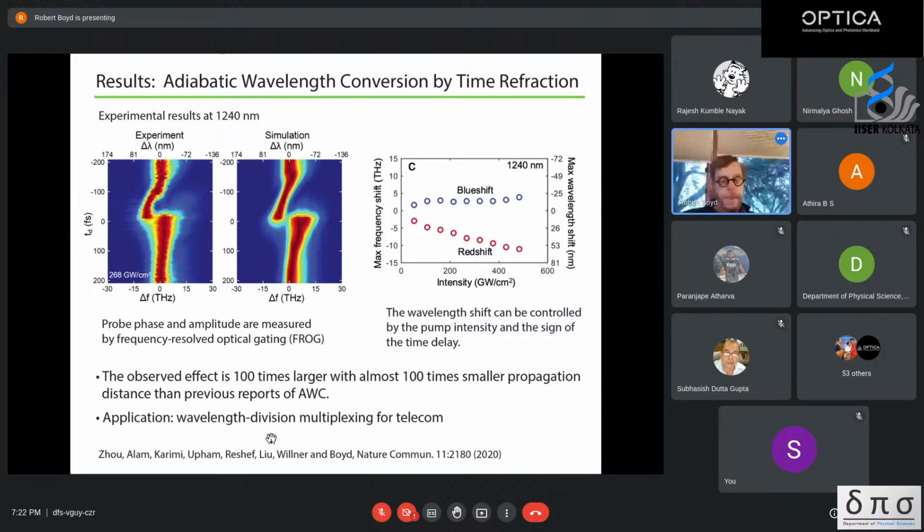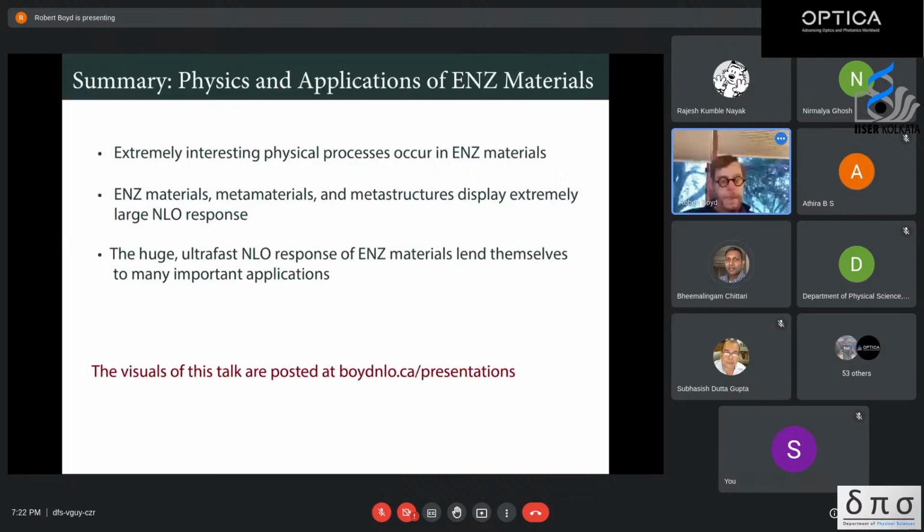And okay, the summary is that very interesting physical processes occur in ENZ materials. ENZ materials display extremely large nonlinear response, and this large response lends itself to many important applications.